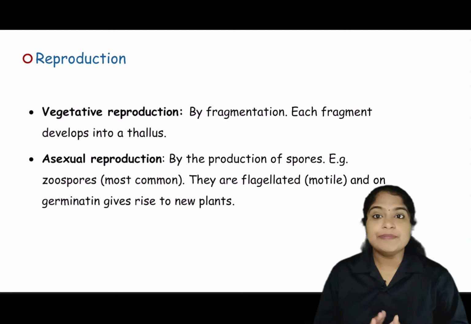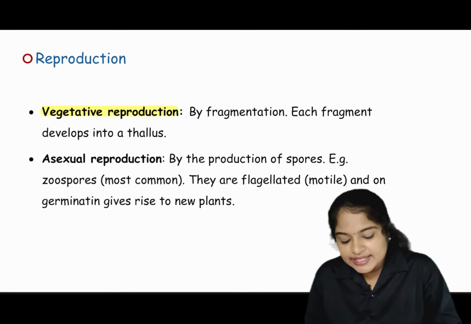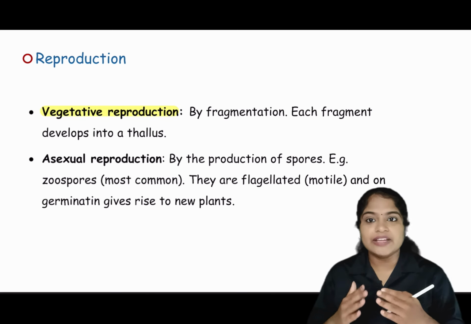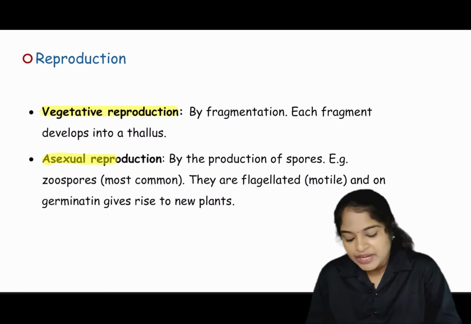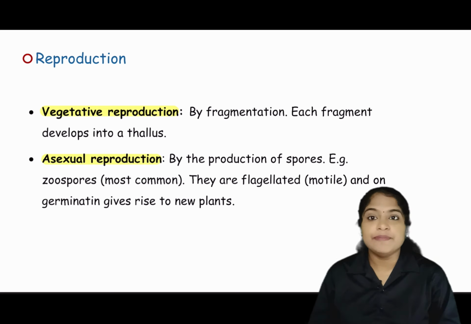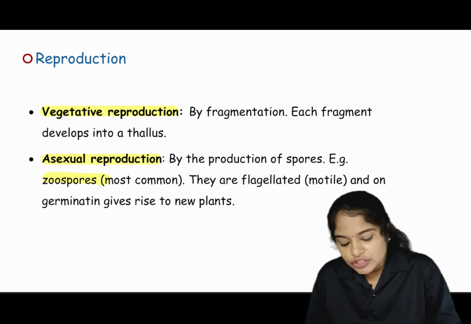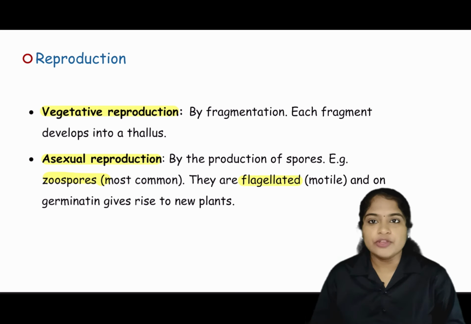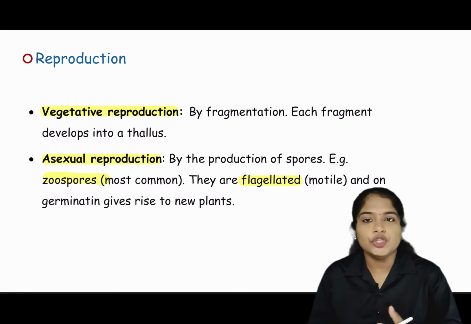Now moving on to reproduction in algae. Algae reproduce vegetatively by fragmentation, that is, a fragment develops into a different thallus. Asexual reproduction is by production of spores, like zoospores, which are the most common type of spores produced. Then flagellated spores are there. And the germination of these spores gives rise to new plants.